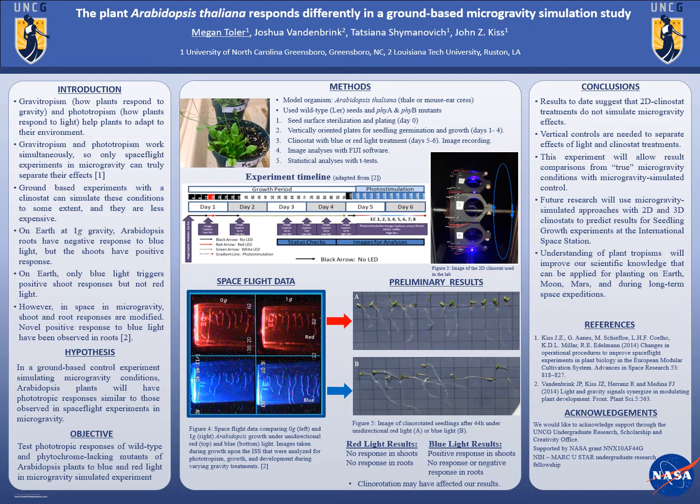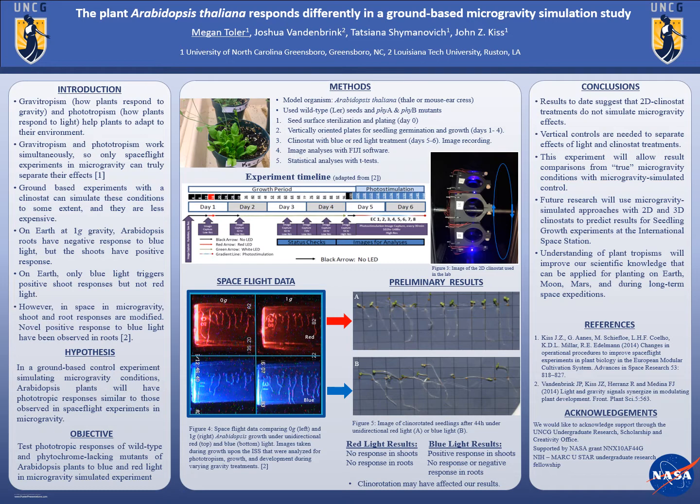And today I'll be telling you about how the plant Arabidopsis thaliana responds differently in a ground-based microgravity simulation study. Plants on Earth have adapted to light and gravity conditions in order to survive. Since light and gravity work simultaneously to affect plant development, spaceflight experiments are needed to separate these effects. In 2013, my lab did phototropic studies on the International Space Station, and novel plant responses to red and blue light were discovered.